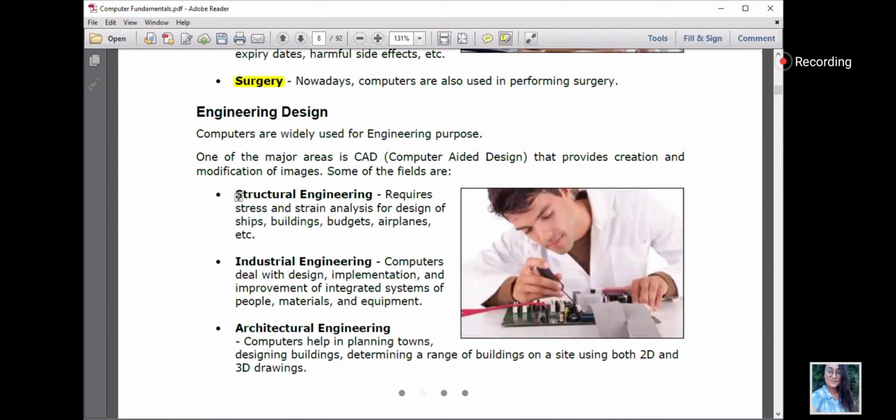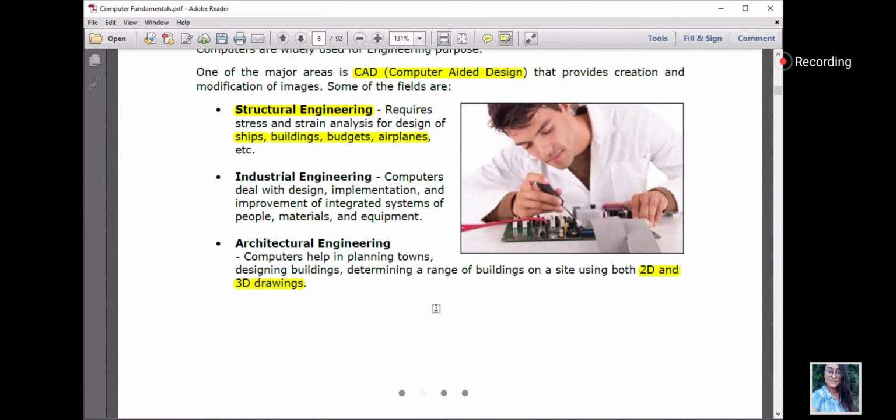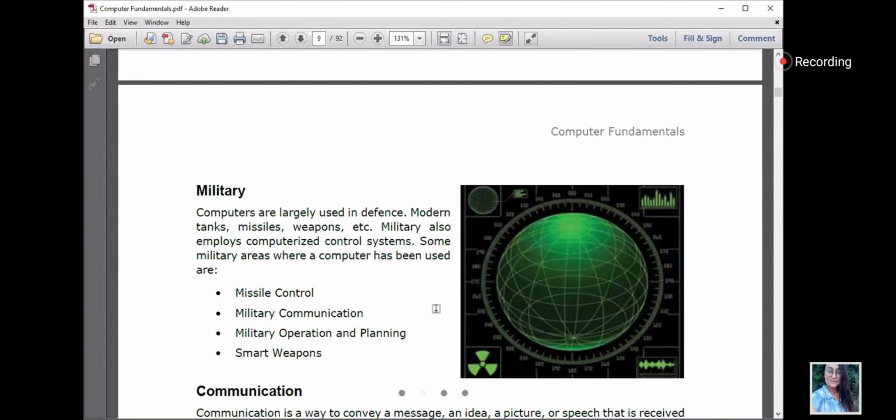Next thing is engineering design. In engineering design, suppose structural engineering, the building budgets, airplane design, ship designs, all these things are done. The 3D modelings are done. Then industrial engineering. Civil engineers actually use computer aided design, CAD. Then architectural design also, as I say, 3D drawings, 2D drawings, all these things are done.